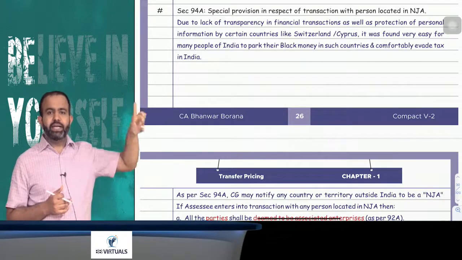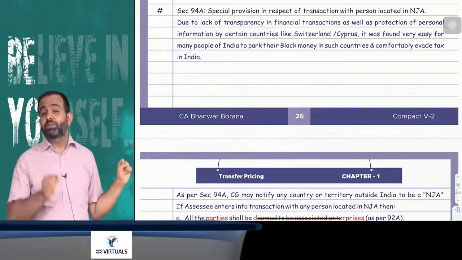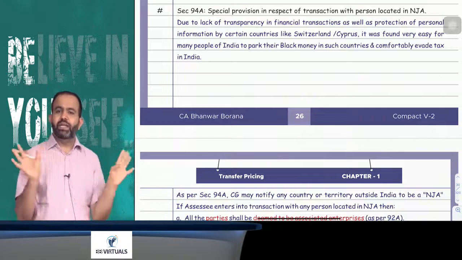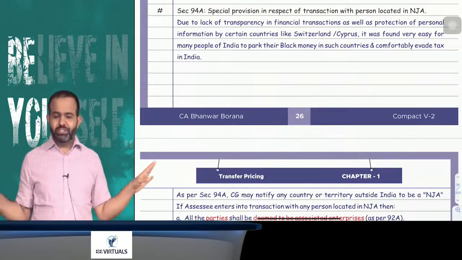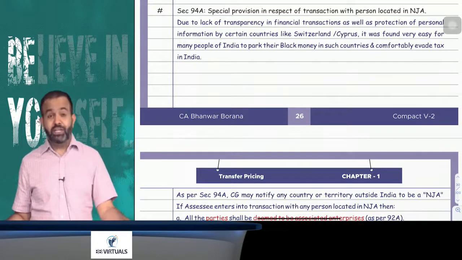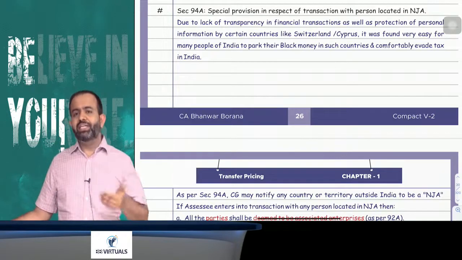Till now we declared only one country as NJ, that was Cyprus, but after some time we removed that. So today there is no NJ, no notified jurisdictional area. But suppose if any country is declared as NJ, then what will happen?